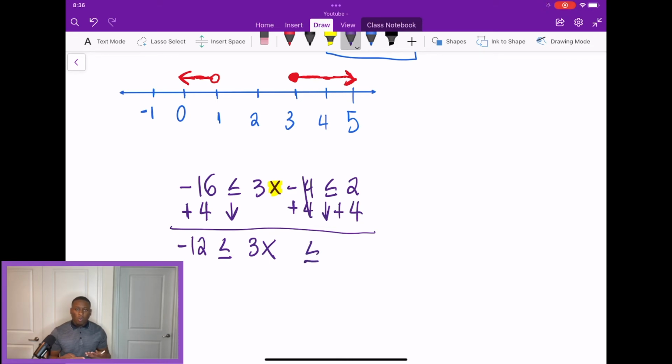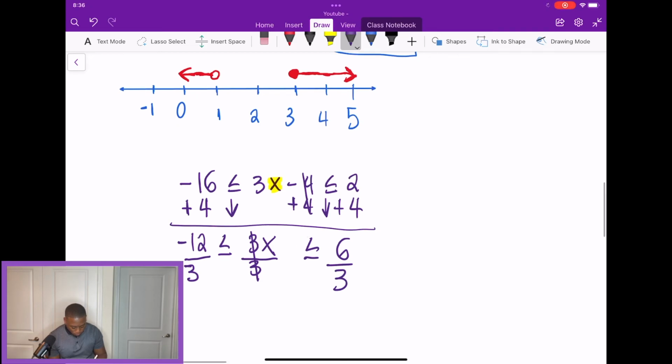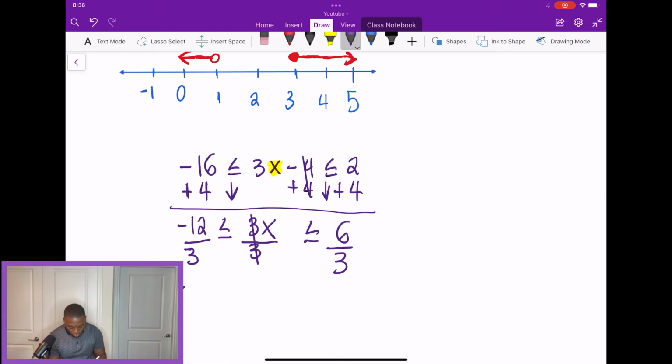So now, what's our next step? x isn't by itself. What are we going to do? We want to make sure that we divide by 3. And after we divide 3 by itself, we're going to make sure we do the same thing to negative 12 and positive 6. So as we simplify this, we're going to get negative 4, and then on the other side, we are going to get positive 2. And we're done. If we look, x is completely by itself in the middle.